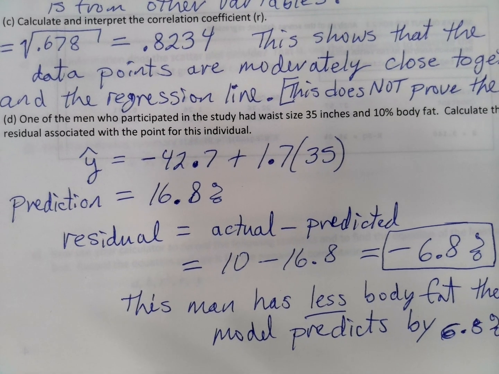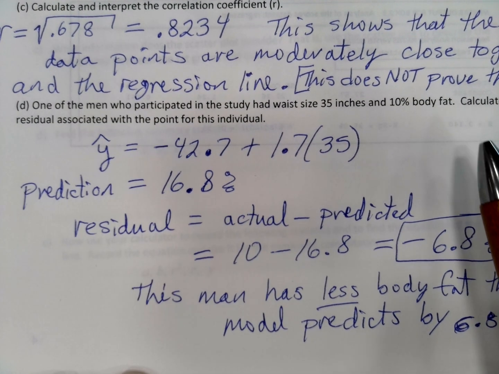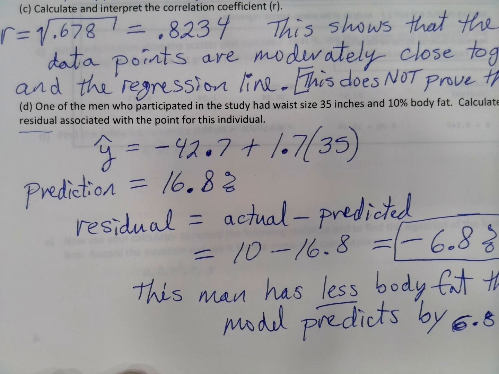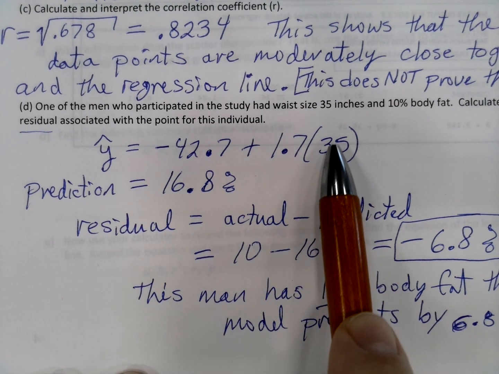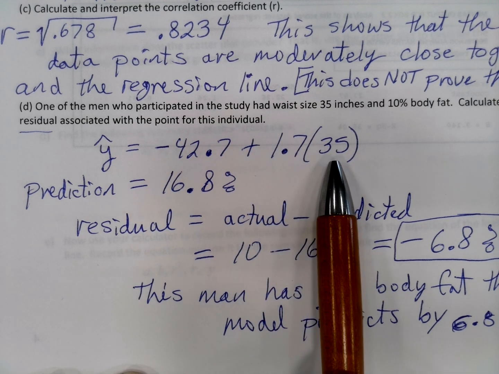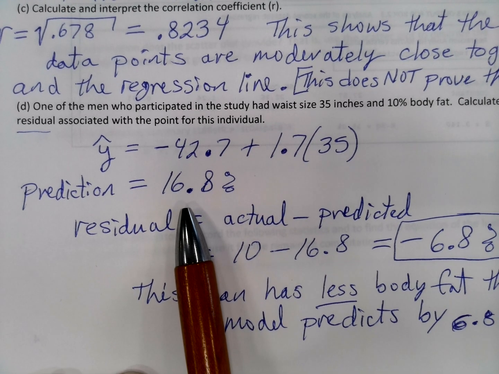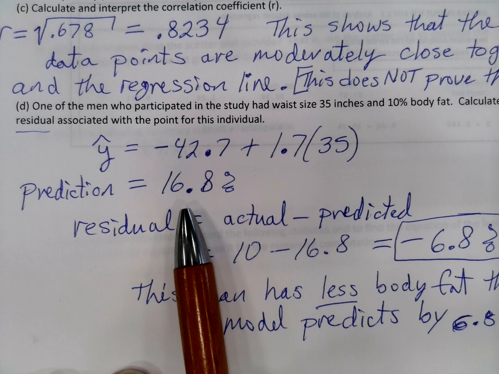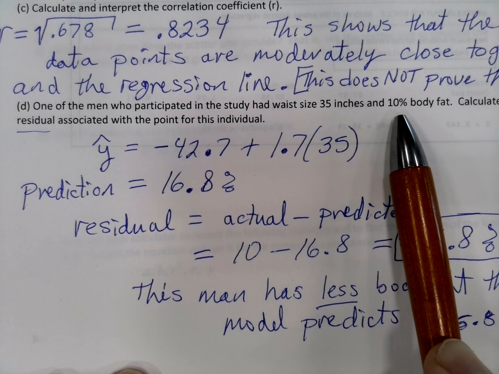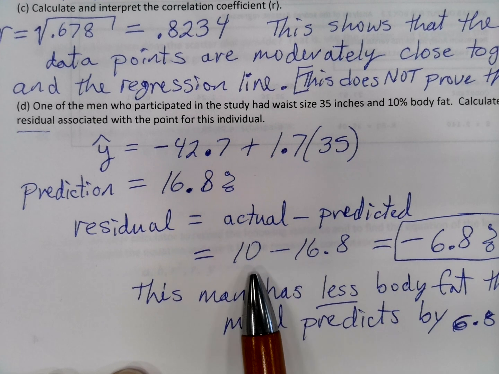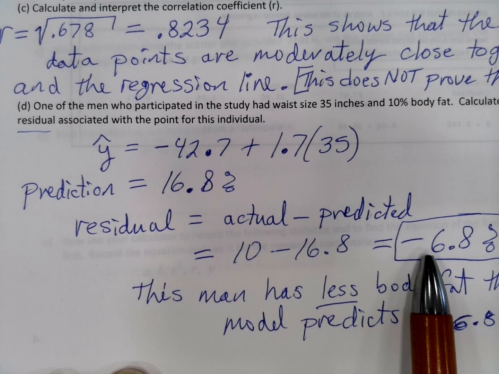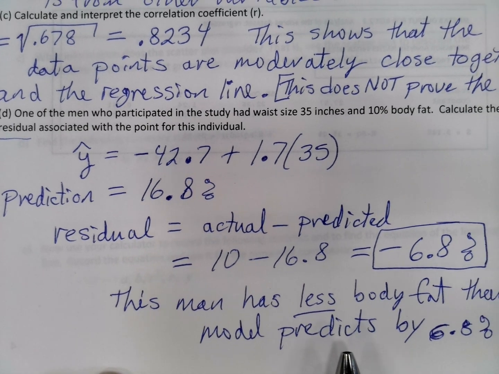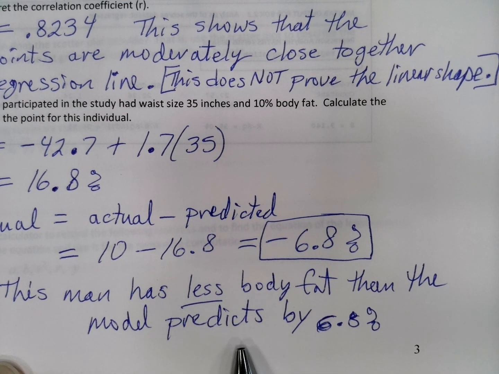Okay, last question. We're making a prediction kind of, but it's saying calculate the residual. So it wants to find out what's the residual. Well, in order to do that, we need to make a prediction first. So we put in the 35 inches for the waist size for this man, times slope, calculate out. So the regression line says that he should have had a body fat of 16.8%. But in the question they tell us, he actually had a body fat of 10%. So I subtract those. It's always actual minus predicted, and you'll get your residual of a negative 6.8%. So he had less body fat than the model predicted by 6.8%.